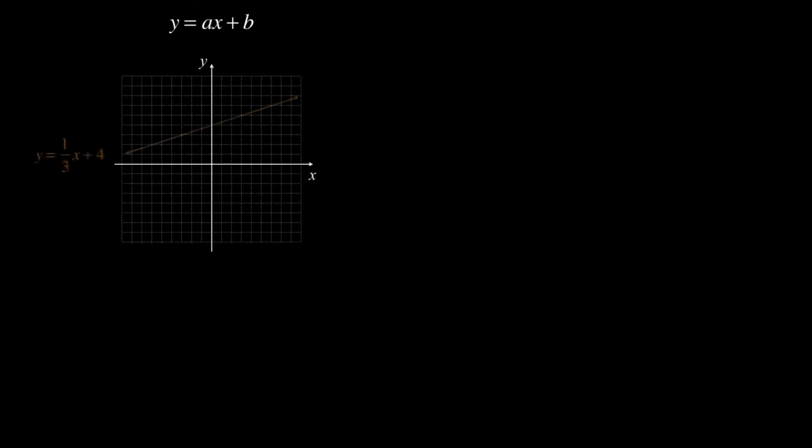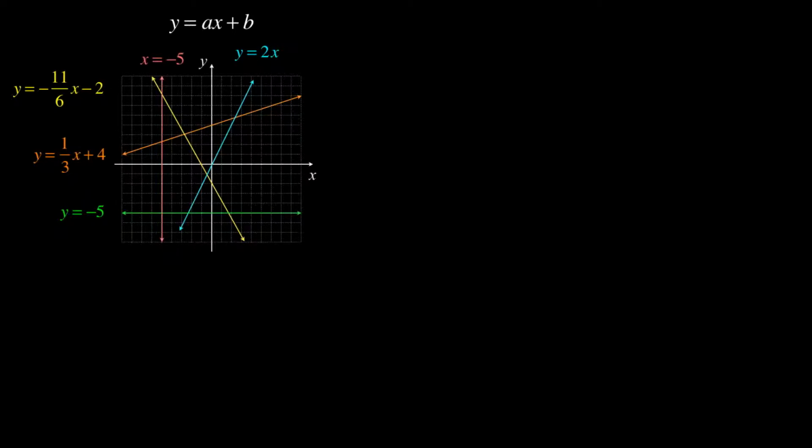Graphically, they look like this, and I've given you a couple of examples here. y equals 1/3 x plus 4, y equals negative 11/6 x minus 2, y equals 2x, y equals negative 5, and as well the unique situation of a vertical line of the form x equals negative 5. Now that looks a little bit different from y equals ax plus b, but we can talk about that in another video. I'm not too concerned about that right now.